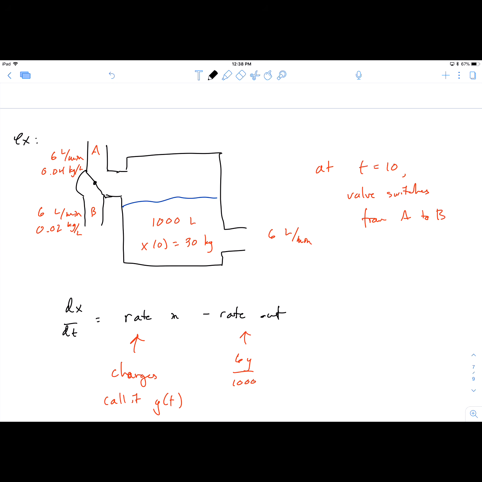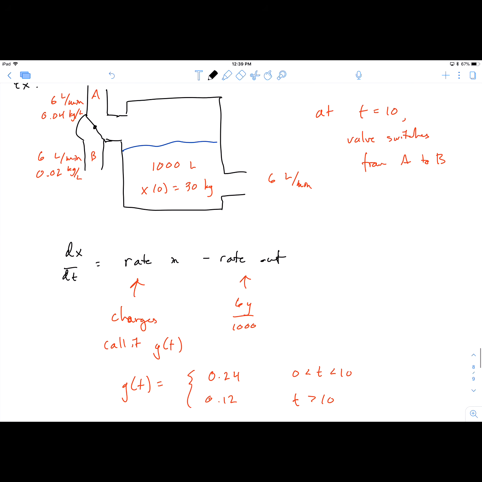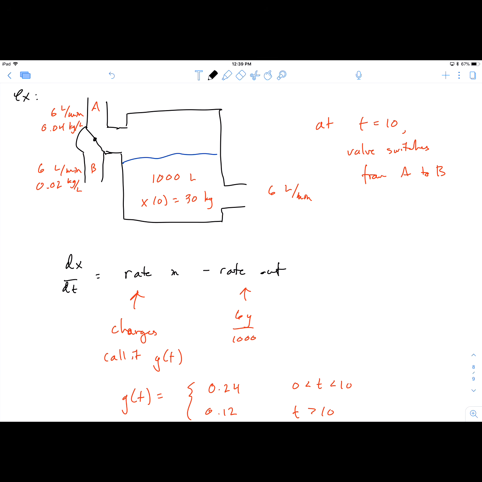The key to this problem is that since the rate in changes, we're going to label that g of t, and I've written down what g of t is. It's this, again, discontinuous function, where for the first 10 minutes, it's 6 liters per minute times 0.04 kilograms per liter. So that's 0.24 kilograms of salt per minute. And then starting at t equals 10 and from there on, it's half that, because the salt concentration gets cut in half, and so it drops to 0.12 from that point on.